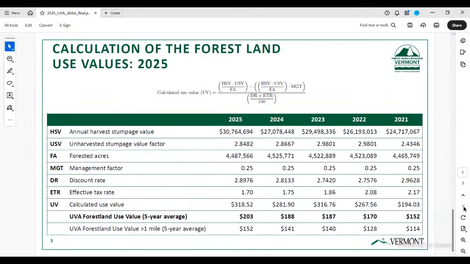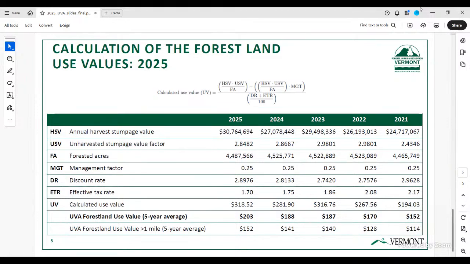So now the numbers. I've got 2025 all the way to the left, and then a couple years back. For the 2025 calculation, the annual harvest stumpage value, so that's the volumes removed with the average stumpage, was just shy of $31 million. The unharvested stumpage value factor, that growth to removals ratio, is 2.85. So we multiply those two things together, and that lets us estimate how much of that value is remaining on the landscape.